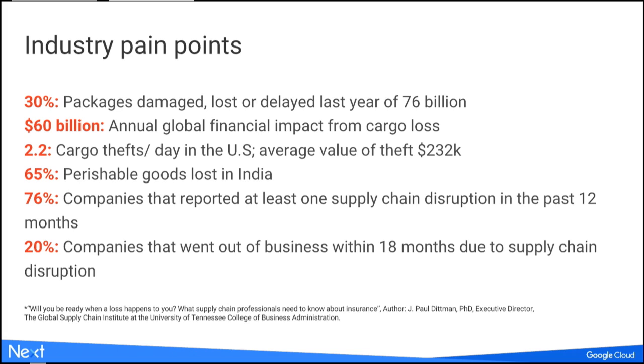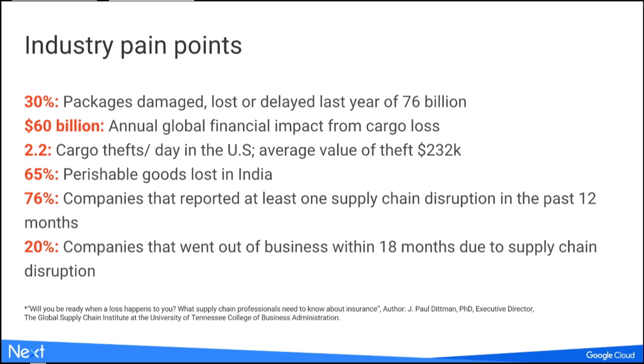70% of all companies in the world experienced a supply chain disruption over the last 12 months, and 20% of them went out of business because of that. Last year, approximately 76 billion packages were shipped across the world, and 30%, that's more than 20 billion packages, were damaged, delayed, or lost. $60 billion of cargo value was stolen last year. On average, this is mind-blowing. Every single day, on average, in the US, 2 cargo thefts happen. And the value of the theft is in excess of $200,000.